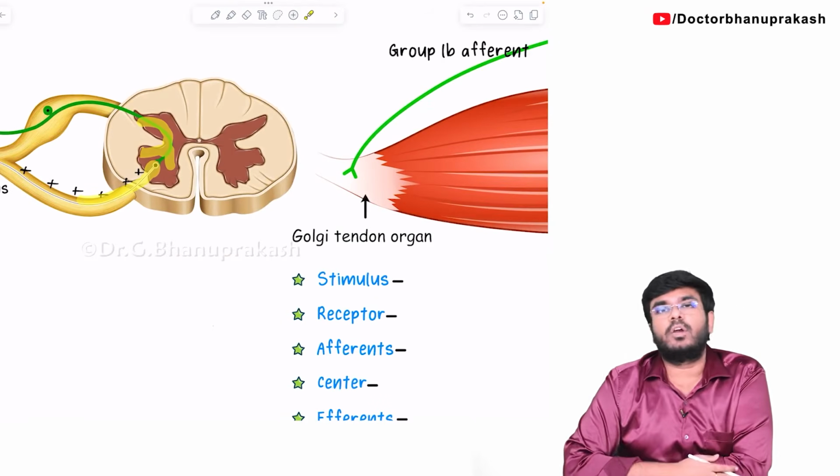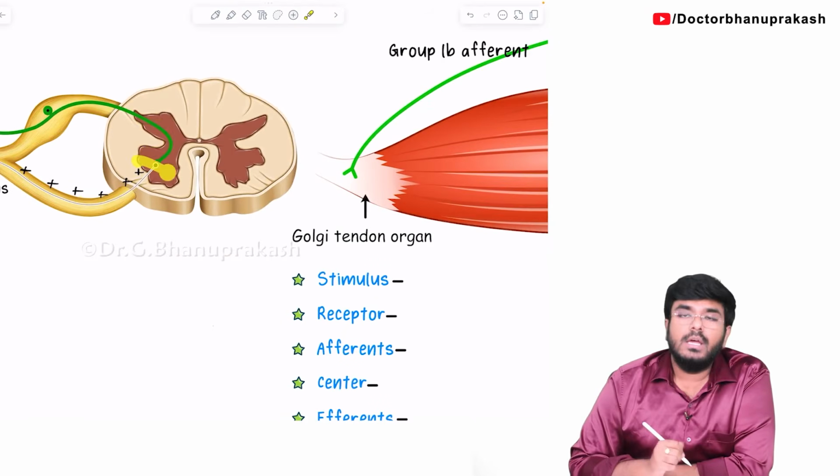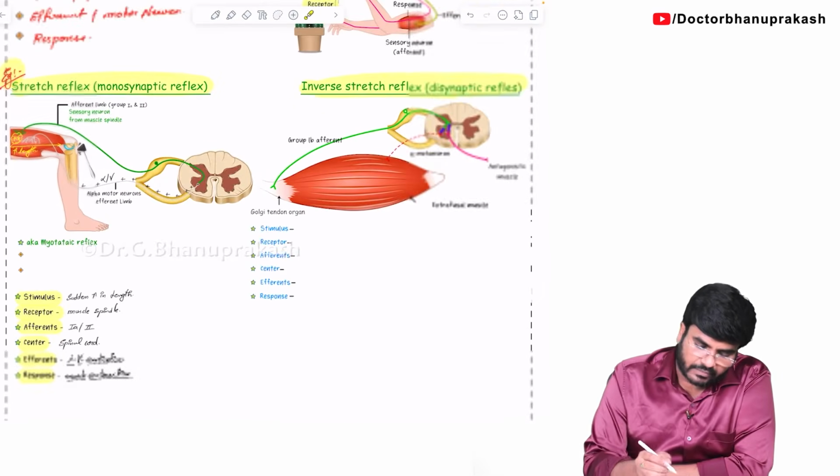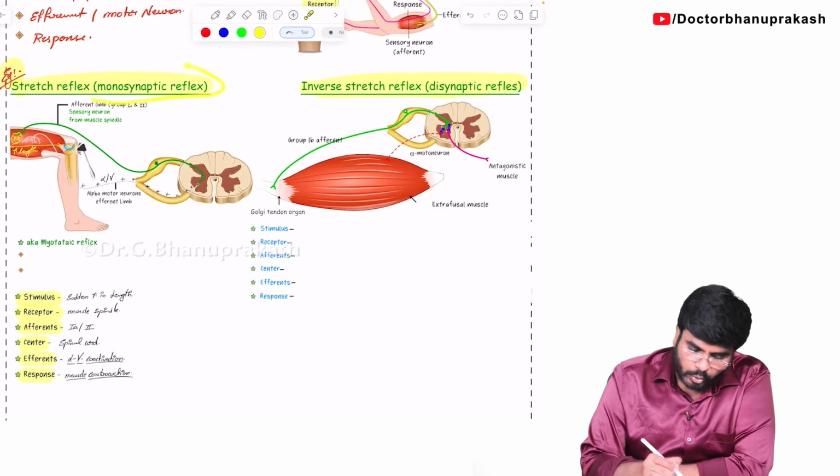The 1A fiber is terminating onto the alpha motor neuron. There is only one synapse. So that's why it's an example of a monosynaptic reflex. Stretch reflex, an example of a monosynaptic reflex.